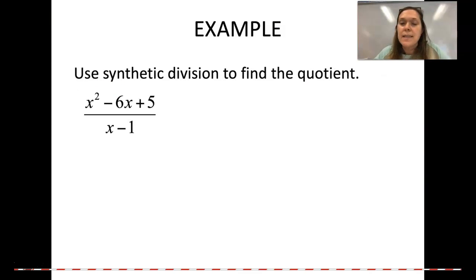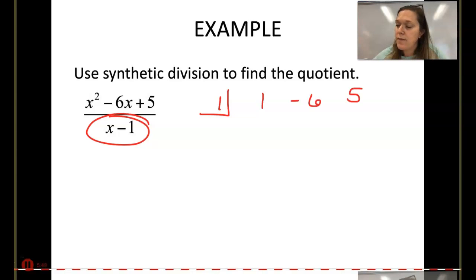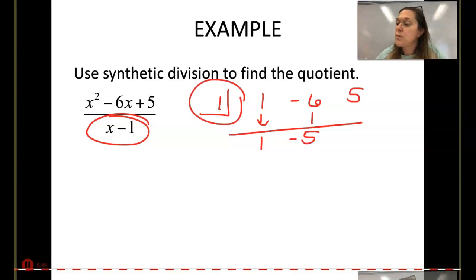X squared minus 6x plus 5 divided by x minus 1. Again, we have no missing gaps. My 0 of x minus 1 is a positive 1 because that would get you 0. My coefficients are 1, negative 6, and 5. Bring down your 1. Now we'll do 1 times 1, which is 1. Put that underneath the negative 6. Add straight up and down, gets me negative 5. Then we'll do 1 times negative 5, which is negative 5.